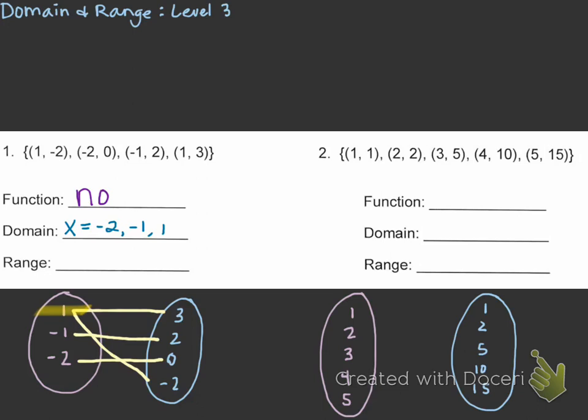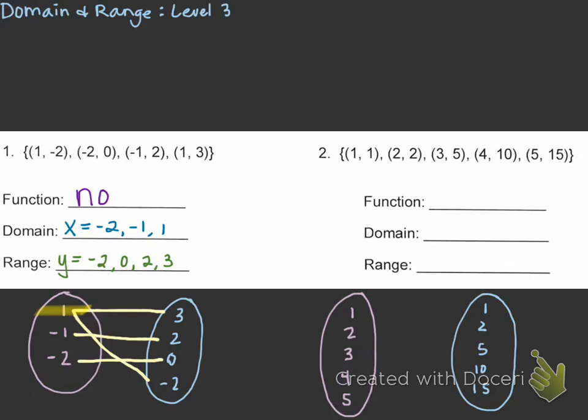All right, our range is going to be the set of all y values, or the set of all outputs. So if we take a look at our coordinate points, our outputs are negative 2, 0, positive 2, and positive 3. And so we want to write those y values in increasing order to represent our range. So we have negative 2, 0, positive 2, and positive 3. And that is how we can find our domain and range given a list of coordinate points.